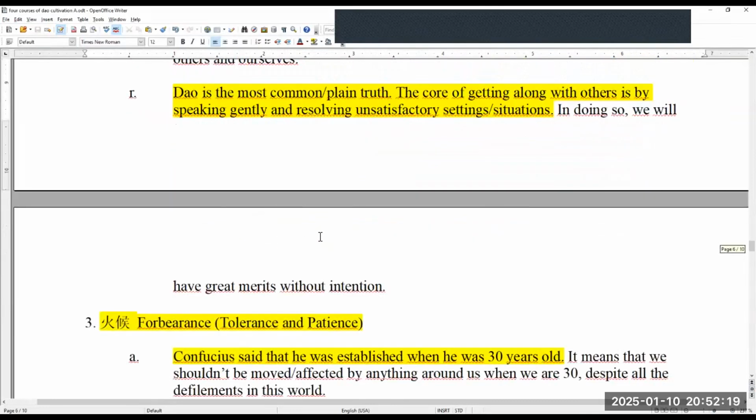That's important because for the newcomer, it basically means that the Tao is something special, but really the Tao is everywhere, and it's also very plain and very common. So when we deal with others with this Tao, it is basically what? By speaking gently, resolving unsatisfactory settings and situations with others. This way we can still achieve the virtue that we want to learn about.